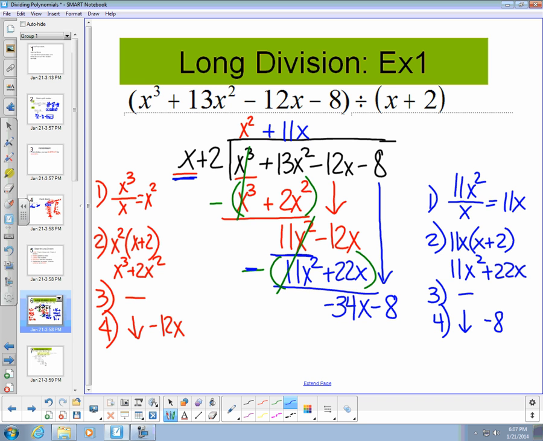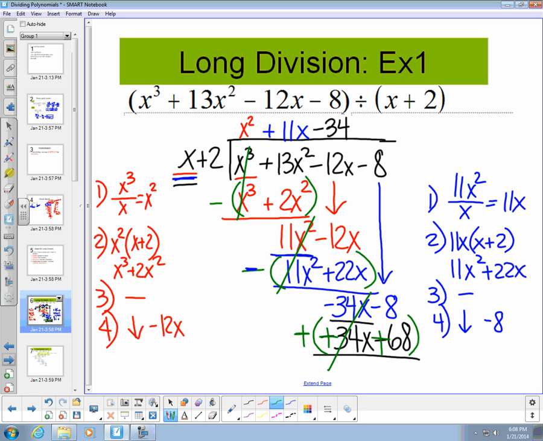And then I need to go through the process one more time. So I'm going to take the x, divide it into the negative 34x, which would be negative 34. Multiply negative 34 times x plus 2, which is negative 34x minus 68. I'm subtracting, so I'm going to put minus and parentheses because I need to subtract both terms. Negative 34x minus negative 34x. Remember, minus negative changes to plus positive. These are going to cancel.